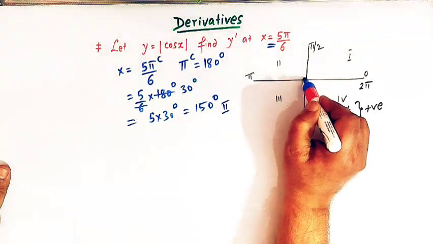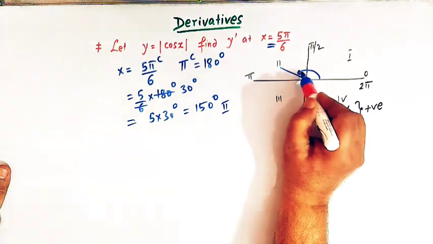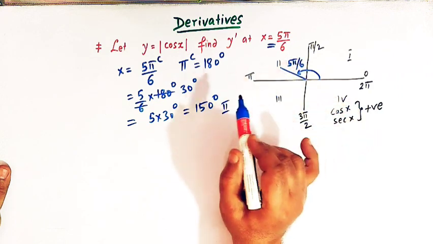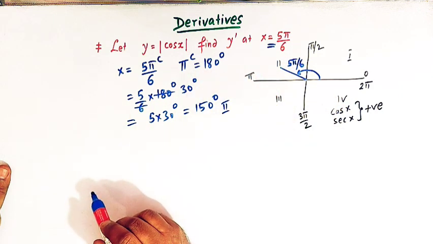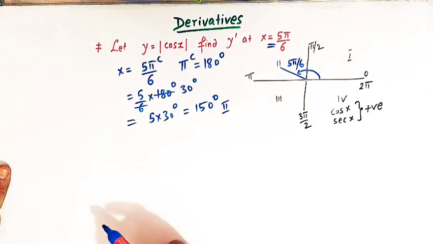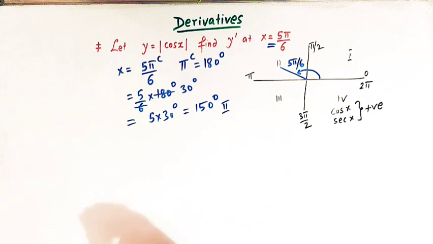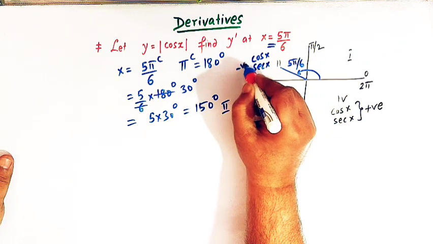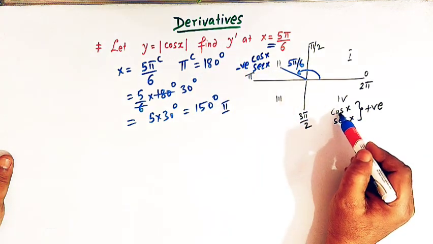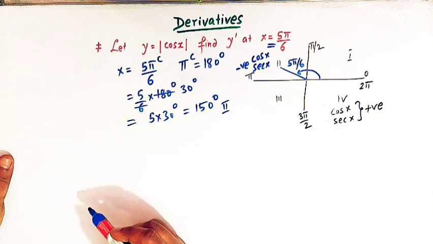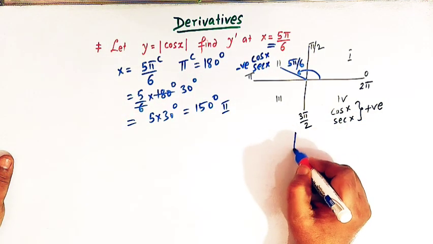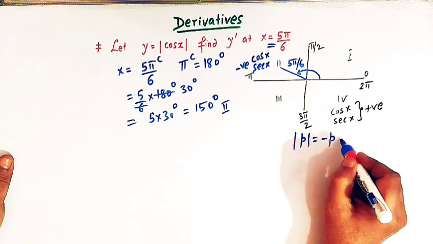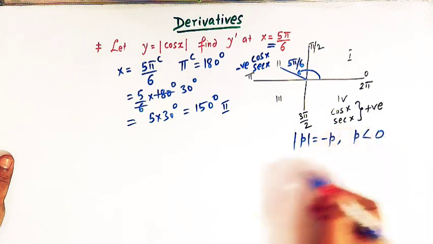So here we have the angle 5 pi by 6, and 5 pi by 6 falls in the second quadrant, and in the second quadrant we know that the cosine function is negative. So the cosine function and the secant function are negative in the second quadrant, and they are positive in the fourth quadrant. Now from the definition of mod function, we know that mod of p is given by negative p whenever p is less than 0.